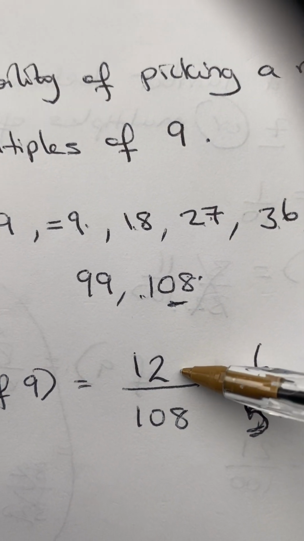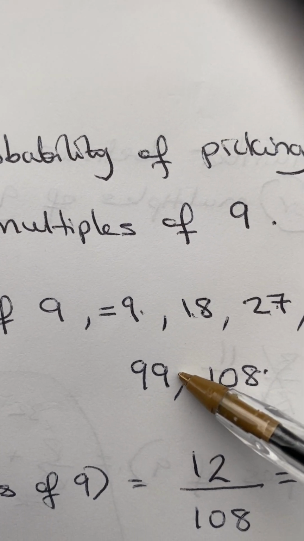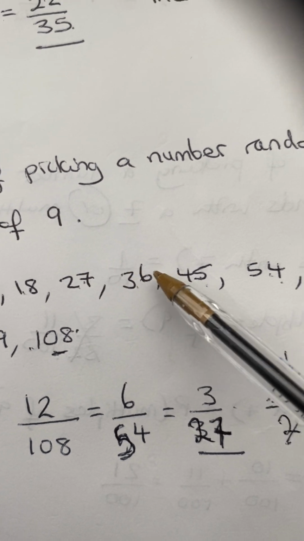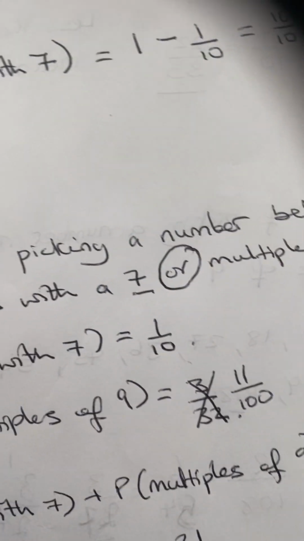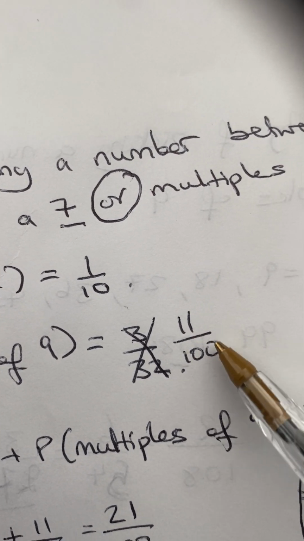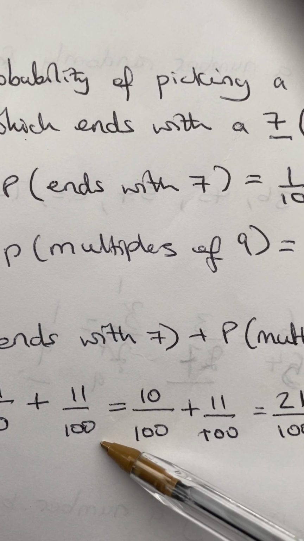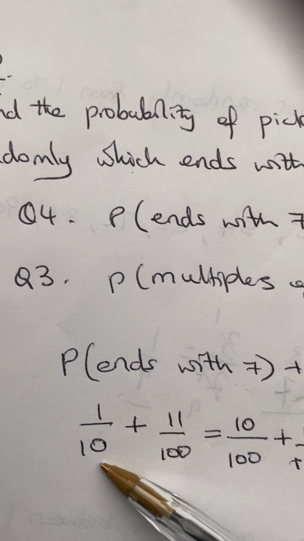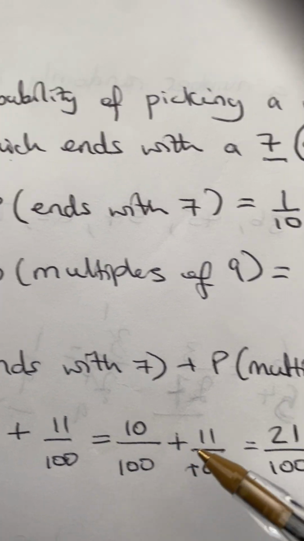Here we had 12 out of 108. But what we are solving now, we know that if it's up to 100, then we have to exclude the 108. So we have 1, 2, 3, 4, 5, 6, 7, 8, 9, 10, 11. So now we know that between 1 and 100, we have 11 multiples, so 11 out of 100. So 1 over 10, add 11 over 100. We want the denominators to be the same. So if we multiply this by 10 and that by 10, we have 10 over 100. Here we go. Add 11 over 100.